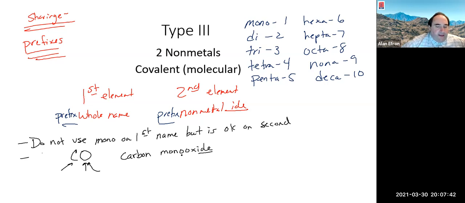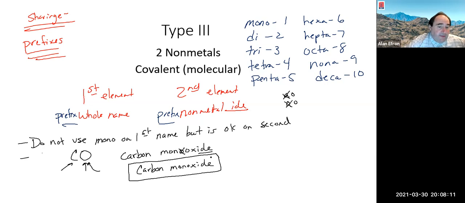The reason for that is we got a couple of vowels that back up to each other. This sometimes happens when we got two O's happening. An A and an O is another one, two O's. And in that case, we typically get rid of the vowel off of the prefix. So we would get rid of this vowel here, and we would call this carbon monoxide. That would be the proper name here.